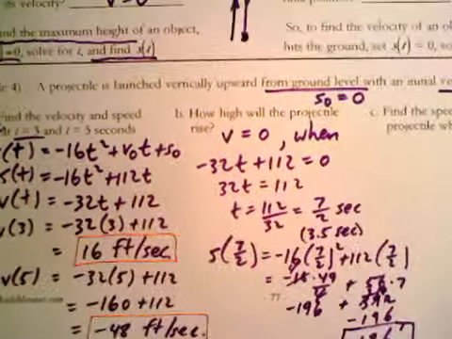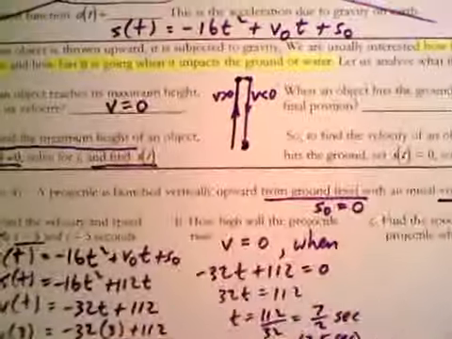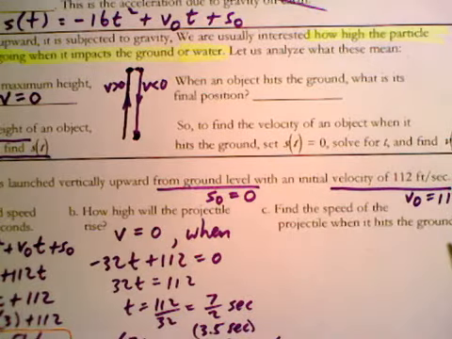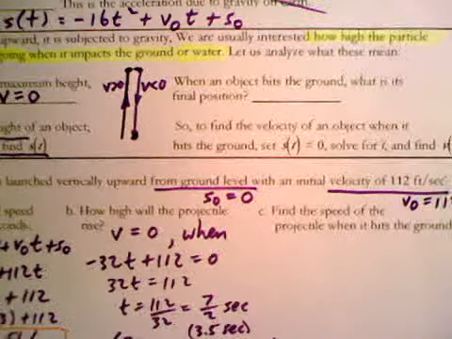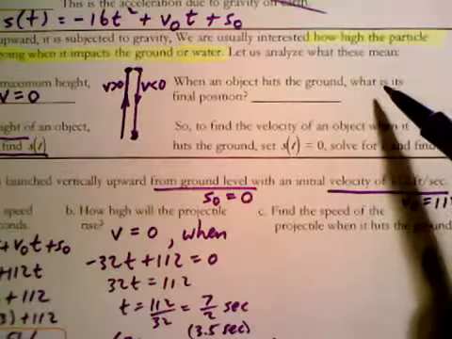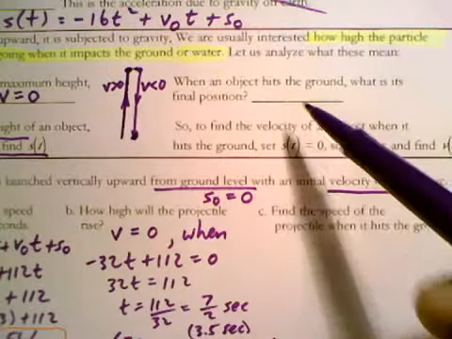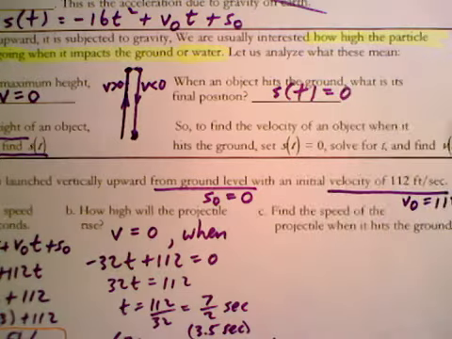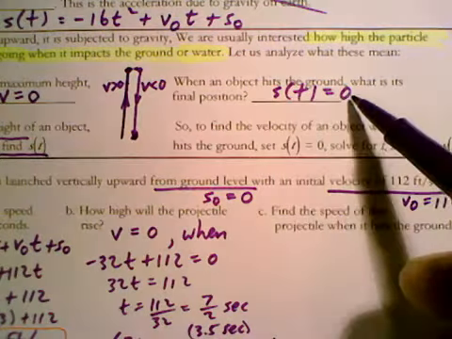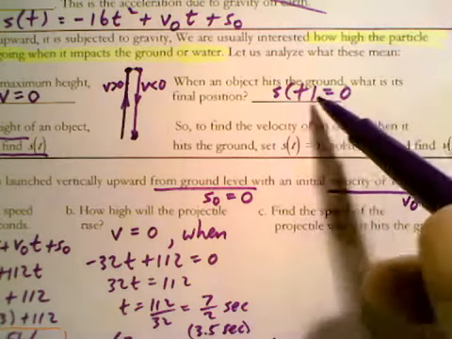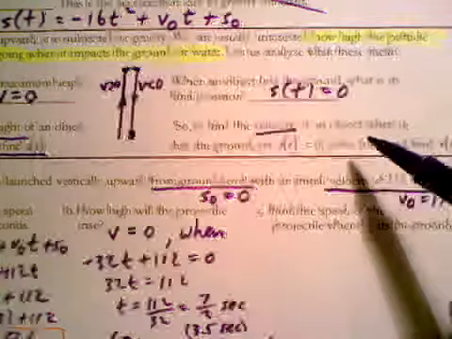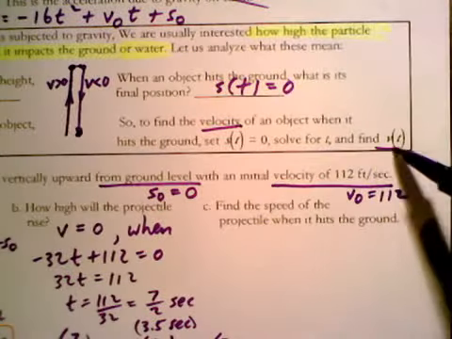Let's see if I can finish this last part. Leading up to the speed of the projectile when it hits the ground, we want to first think about, when an object hits the ground, what is its final position? Well, the position at time t would be equal to 0. If we set S of t equal to 0, we want to know what the t is, and if we want to know the velocity of the object when it hits the ground, then we want to find the velocity at that time.